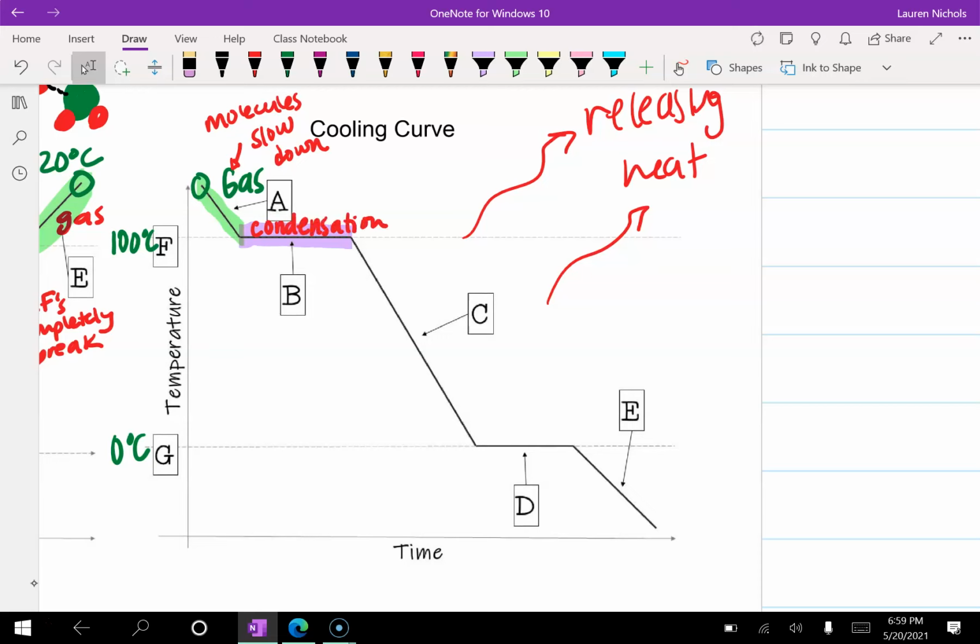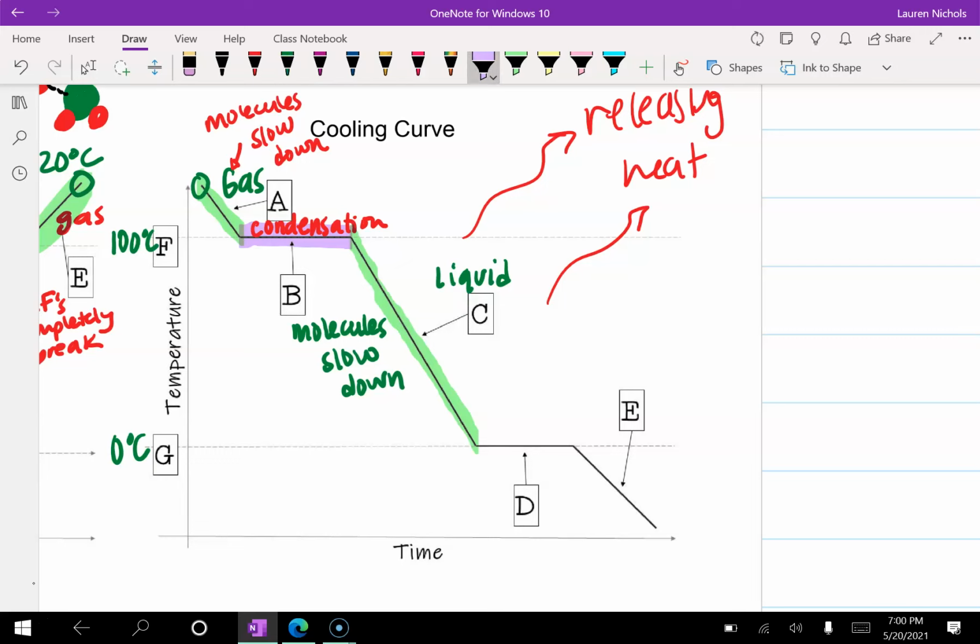And this is what happens on your glass. If you have a really cold glass of water or a water bottle, and you start to get that liquid on the outside, that is water that was once in the gas form in the air, and it's now a liquid on the side of your cup. And then once it's all a liquid, the liquid can begin to cool down even further. So here in segment C, we have a liquid. And again, the molecules are slowing down when the temperature is cooling down.